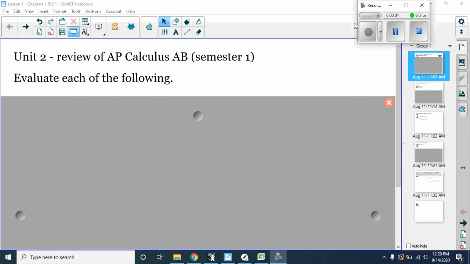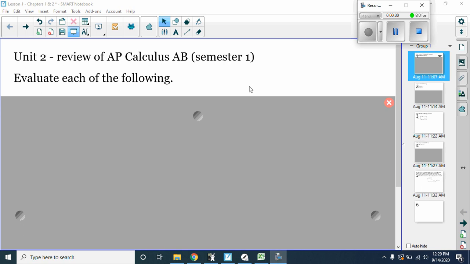As we talked about back in Unit 1, AP Calculus BC covers everything you learned last year. That is half of the material on the BC test. And then there's new things as well. So the next two units, both Units 2 and Unit 3, are going to be a review of what you learned last year in AP Calculus AB.